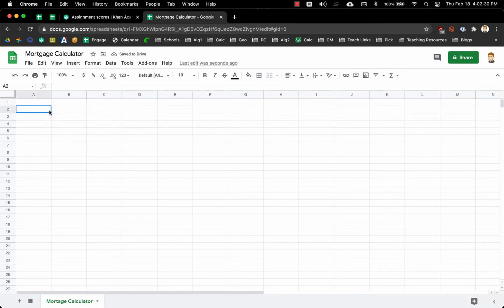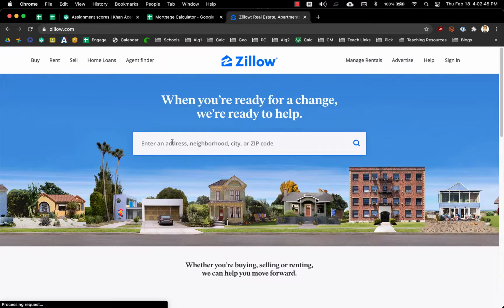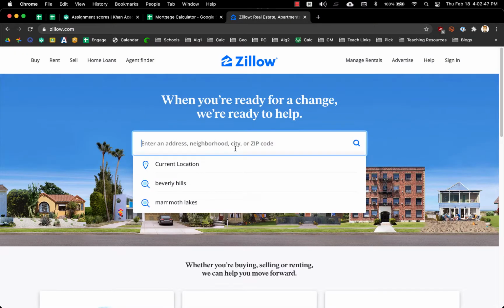All right, so we need some input. First, we need a listing price, aka how much does the property cost? So this is kind of the fun part of the project. Go to a new tab and go to Zillow.com and you get to find something. I'm going to do something really quick. You can pause the video and spend some time on this.